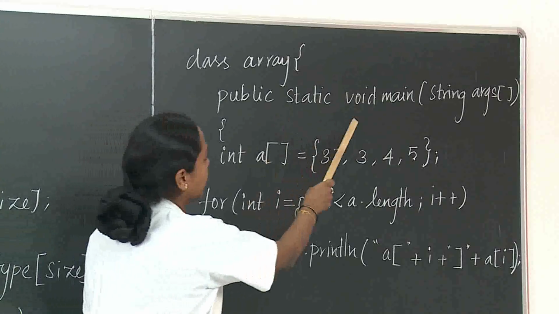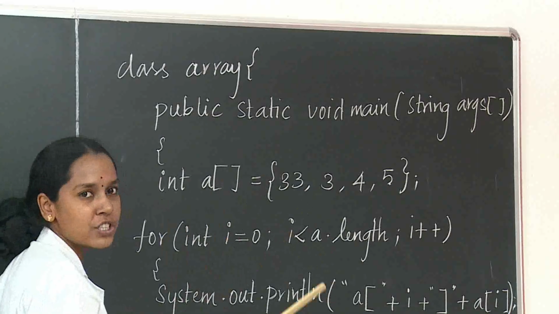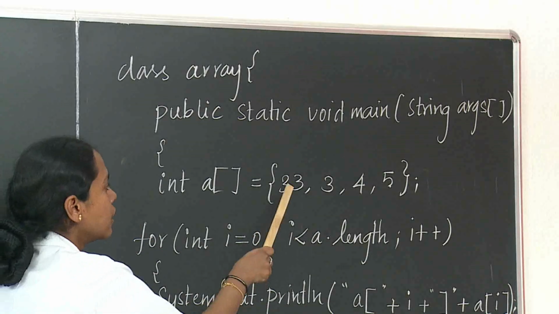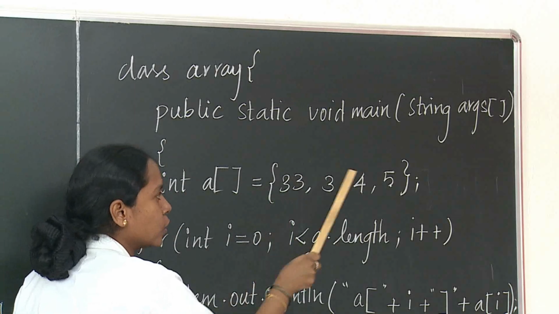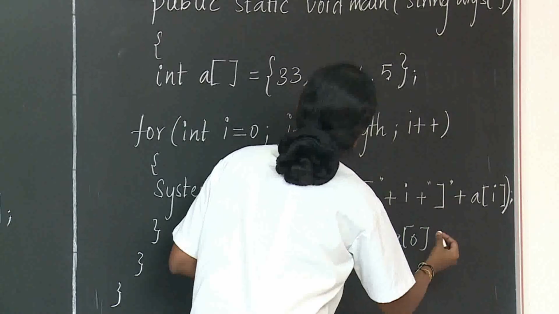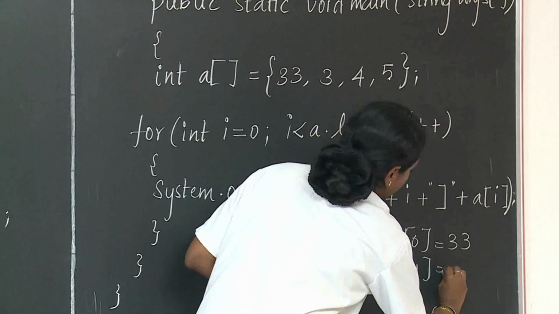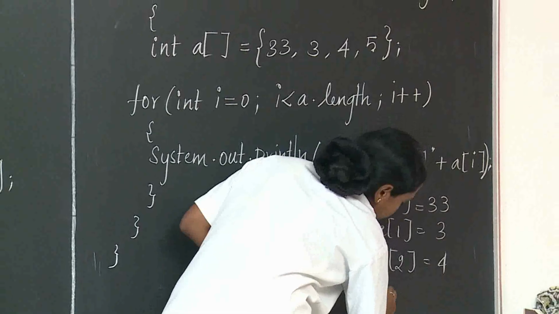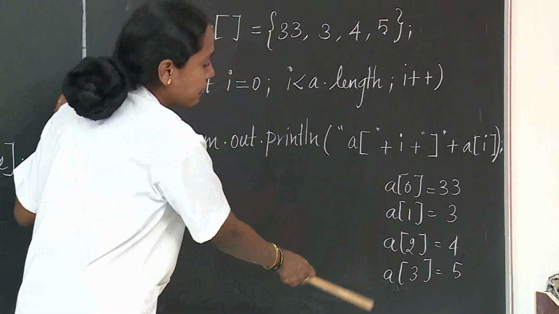So first, in the main function I am declaring an array a, and I won't mention any size. So while allocating, it will allocate the size itself. Okay. So here I am initializing 4 values. So it takes from a of 0 to a of 3. So how it stores: in a of 0 it stores 33, in a of 1 it stores 3, in a of 2 it stores 4, and in a of 3 it stores 5. This is how it will be allocated.